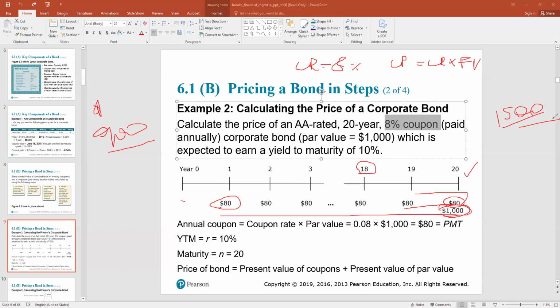So you can resell it, and whoever buys it will be entitled to receive this $80 and this much. So 1,500 is the new price of the bond that we bought. Yes. So we have this difference between the price that we bought and the price that we sell, plus the interest received over 18 years. Okay.